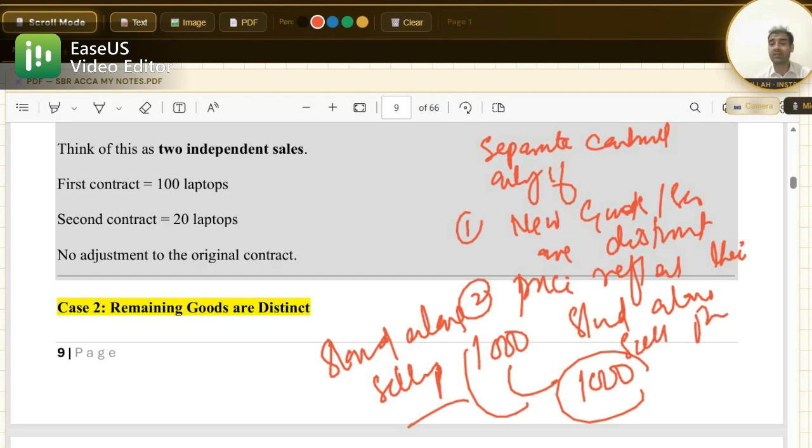IFRS 15 ensures fair recognition. In case number 1, a separate contract is straightforward: treat the modification as a new sale as the conditions are met. I have also told you the exam tip: always check distinctness and standalone price. So this is case number 1. Now let's move on to case number 2.